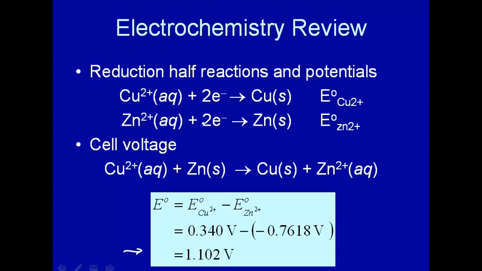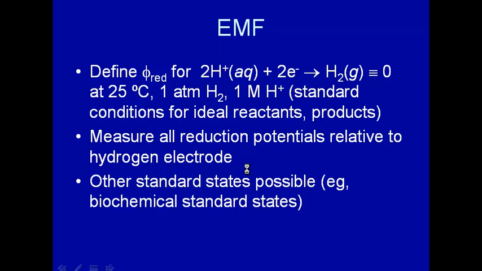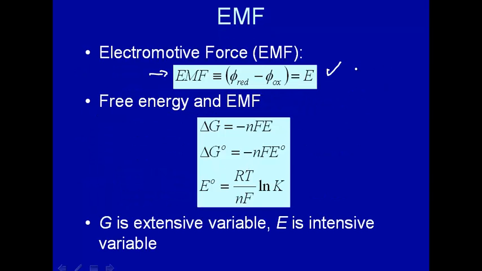So let me touch base with where we're going here. What have we talked about? We know what cell voltage is, and this is the important equation here. We showed that delta G is minus nFE, so E is another measure of G. Just to refresh our memories, G is an extensive variable, it depends on amount, but E is an intensive variable, it doesn't depend on amount.